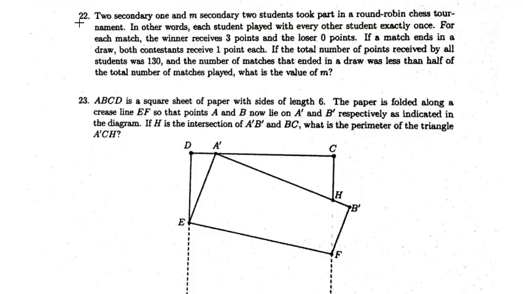SMO 2019 Junior Section First Round Problem number 22. Two Secondary 1 and M Secondary 2 students took part in a round-robin chess tournament. In other words, each student played with every other student exactly once. For each match, the winner receives 3 points and the loser 0 points. If a match ends in a draw, both contestants receive 1 point each. If the total number of points received by all students was 130 and the number of matches that ended in a draw was less than half of the total number of matches played, what's the value of M?